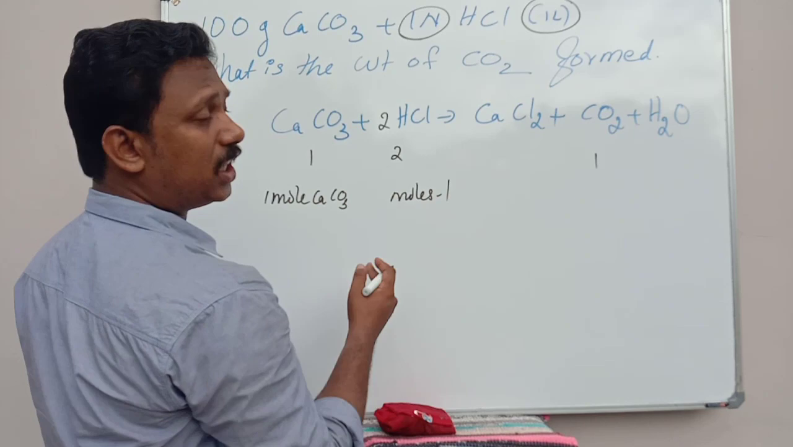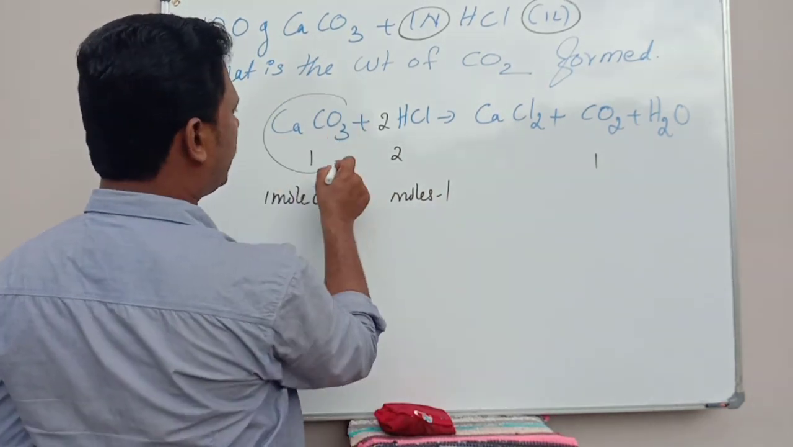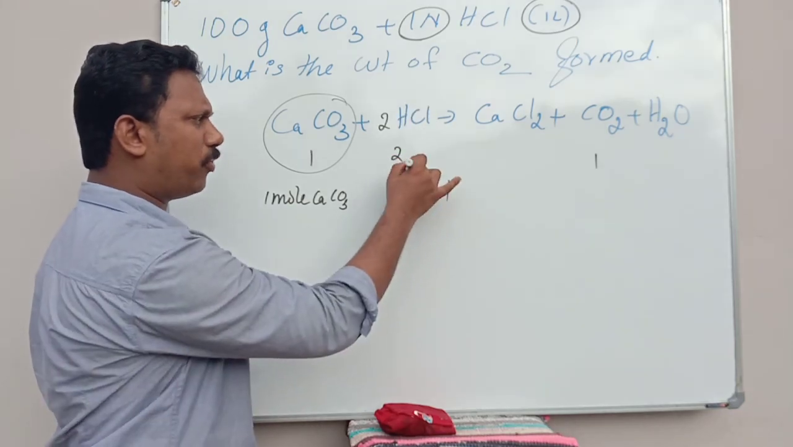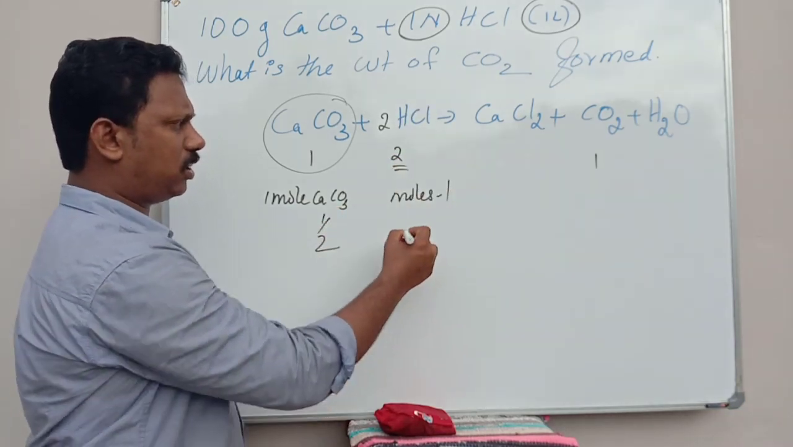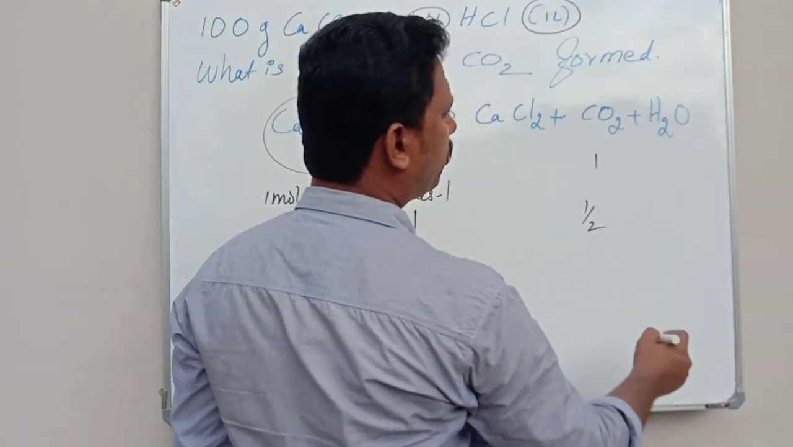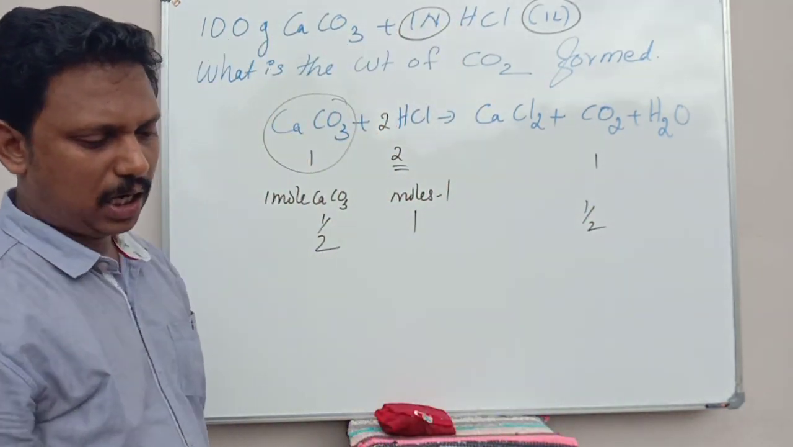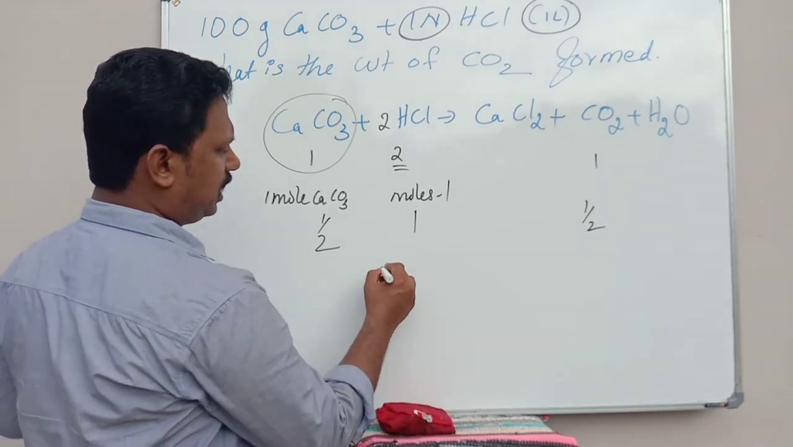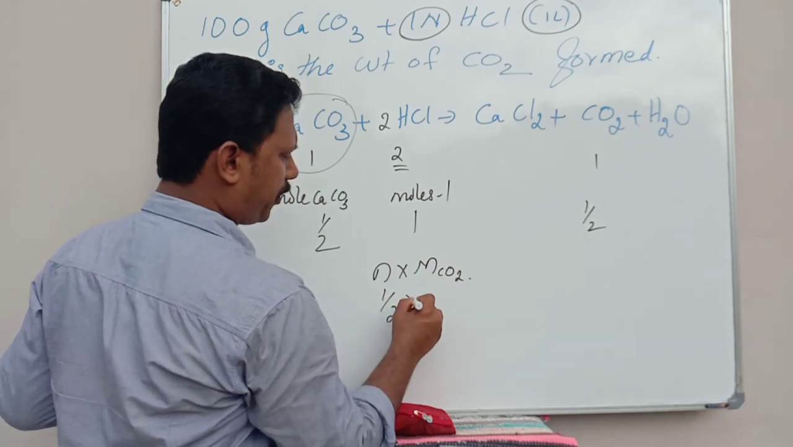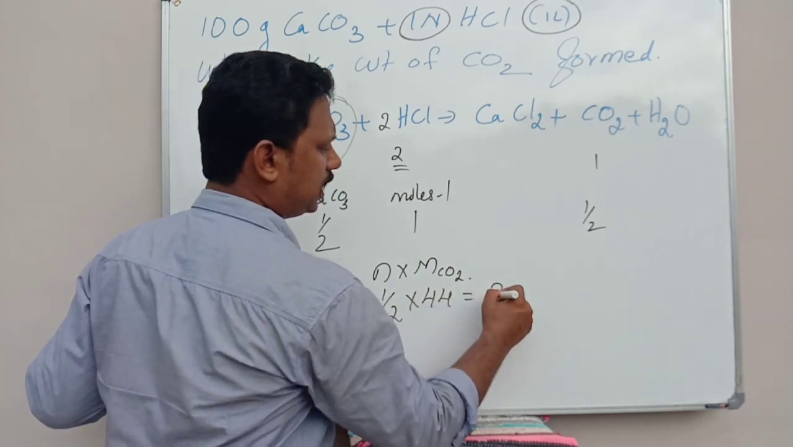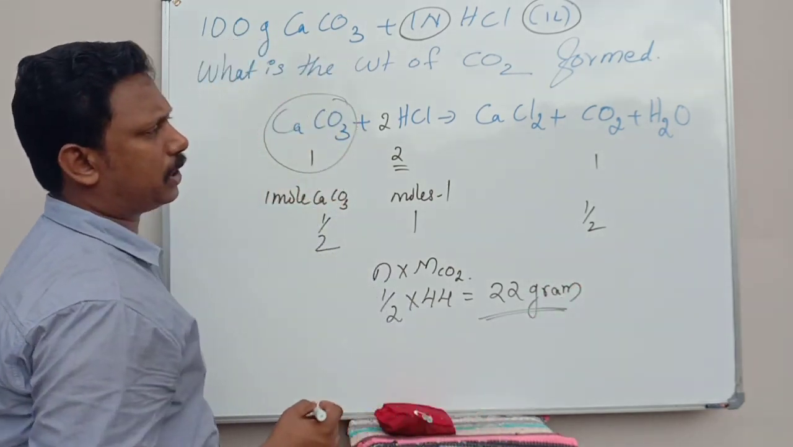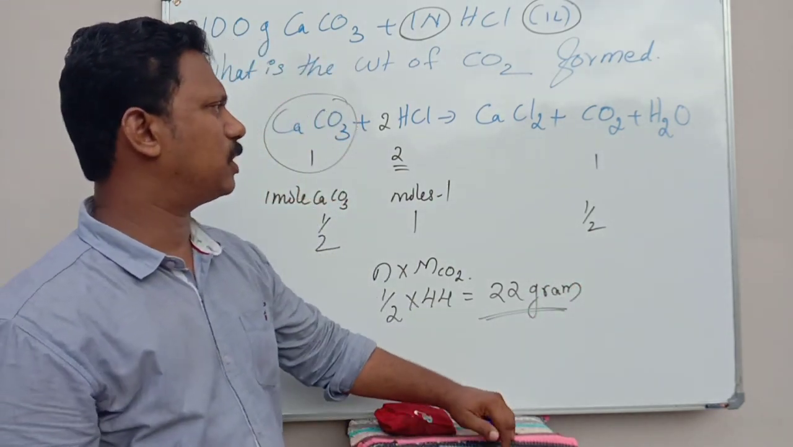But the ratio is 1:2, isn't it? So all the CaCO3 will not react because the ratio is 1:2. If there is only 1 mole of HCl, only half mole CaCO3 will be combined with 1 mole of HCl. And that will form only half mole of carbon dioxide. And the mass of half mole carbon dioxide is number of moles into molecular weight of carbon dioxide, that is half into 44, and that is 22 grams. So the mass of carbon dioxide formed will be 22 grams.